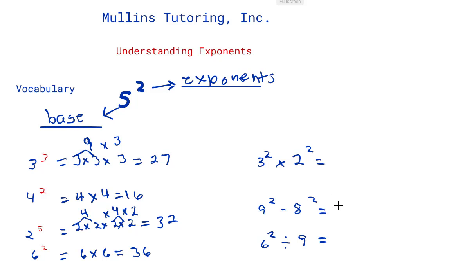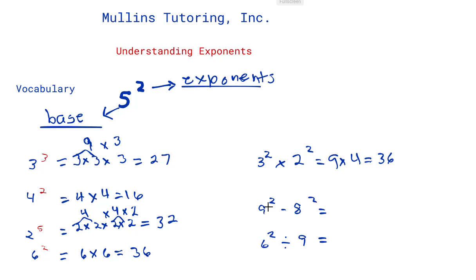So here are a couple of examples of using exponents in an equation. I have 3 squared times 2 squared. Well, order of operations, we're always going to do exponents first. So I have 3 squared, which would be 3 times 3 or 9, times 2 squared. 2 squared is 2 times 2, which is equal to 4. And now I have multiplication. 9 times 4 is 36.